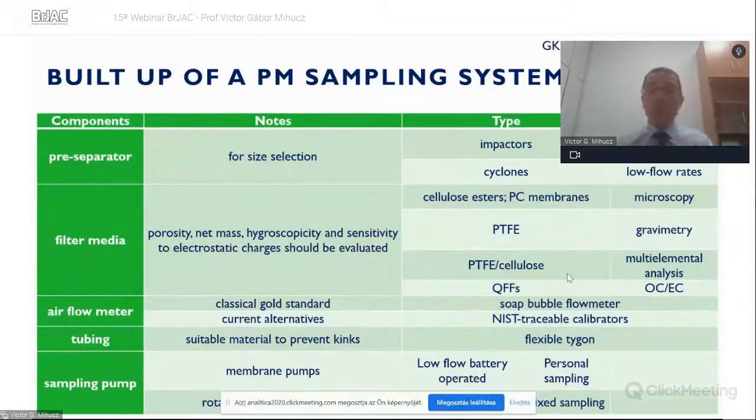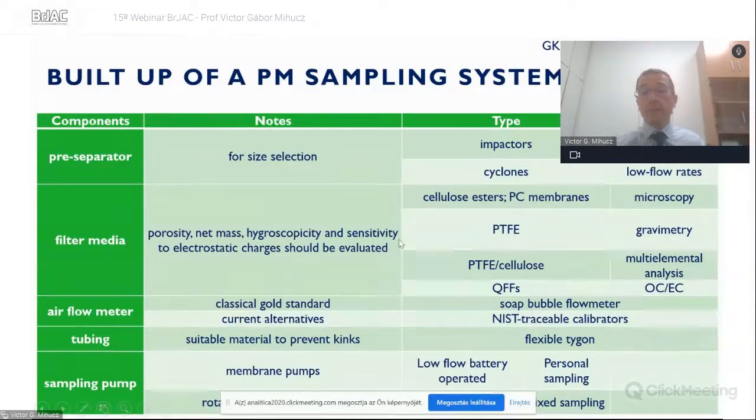Usually we have a pre-separator, and we have to use a filter onto which to sample the particulate matter, with a certain flow rate that should be controlled by using an airflow meter. We have a lot of tubing and sampling pumps. Again, everything is dependent on the flow rate, with a membrane pump or a rotary vacuum pump.